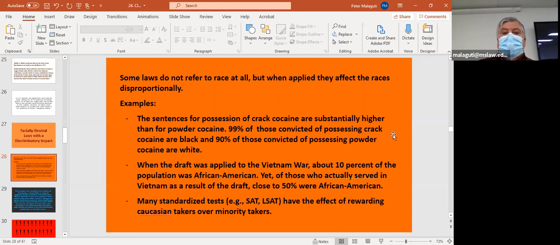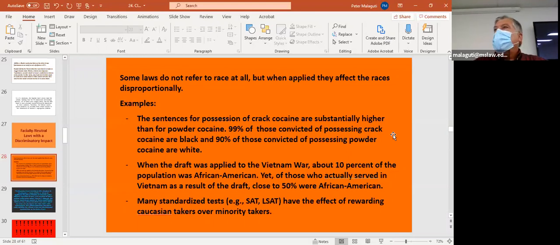Another racially neutral system we have, and the one we're going to talk about with this first case of Washington versus Davis, are standardized tests. Now, standardized tests have a legitimate purpose, a legitimate goal. When you have so many different school systems across the country, an A from one school system doesn't necessarily mean the same as an A from another school system.